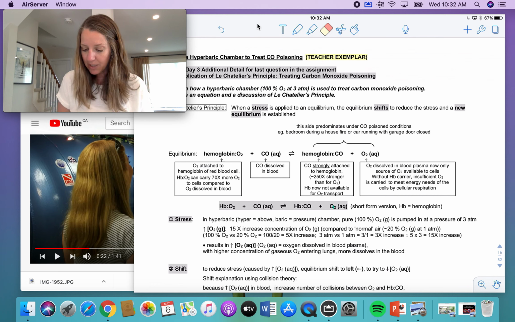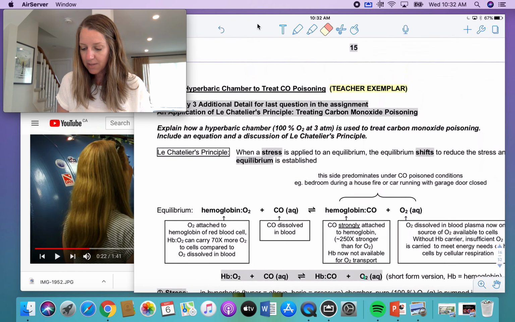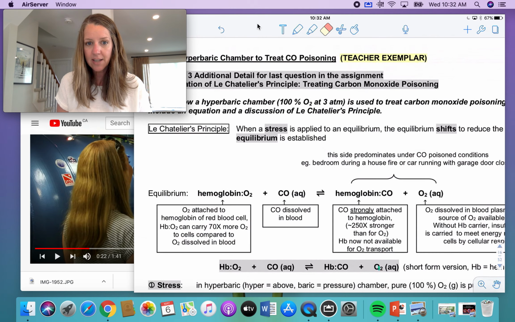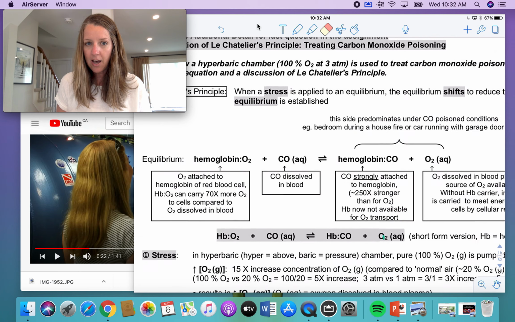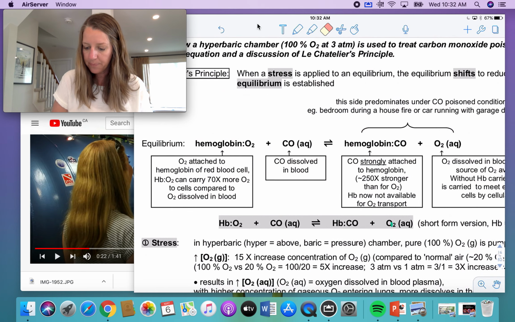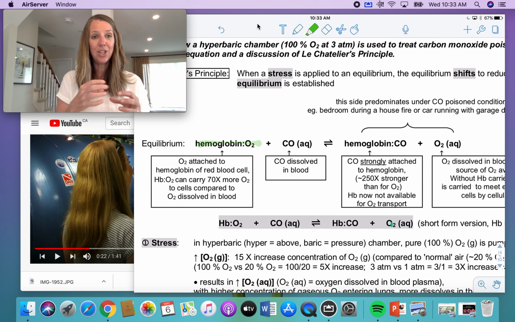So you've got an equilibrium right here, okay? So this is on page number 16, and this is our summary of our equilibrium that we would end up having. So here we've got hemoglobin bonding with your oxygen. So hemoglobin's that complex protein that you've got in your red blood cells, and your red blood cells attach 4 molecules of oxygen to each molecule of hemoglobin, okay?